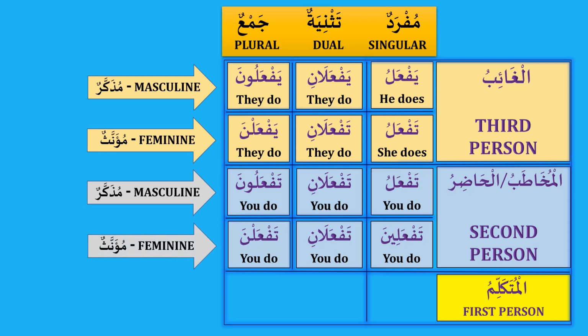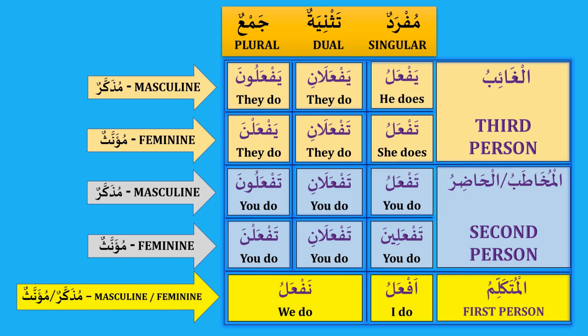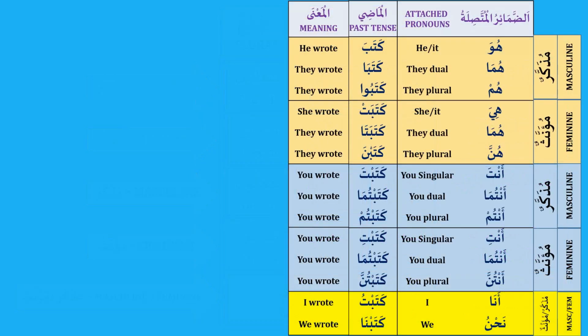المتكلم, first person. أفعل, I do. نفعل, we do. Dual and plural. And these are used for masculine, feminine or مذكر مؤنث together. Let's remember our pronouns: هو هما هم هي هما هن أنت أنتما أنتم أنتِ أنتما أنتن أنا نحن.